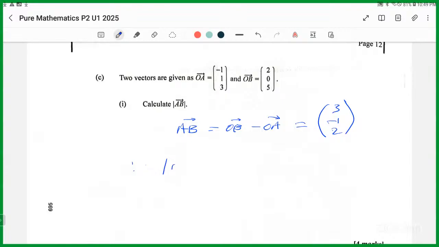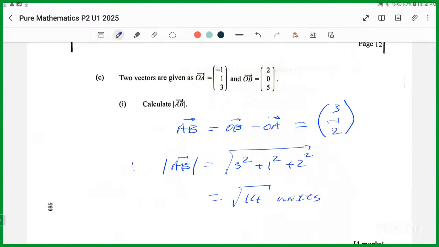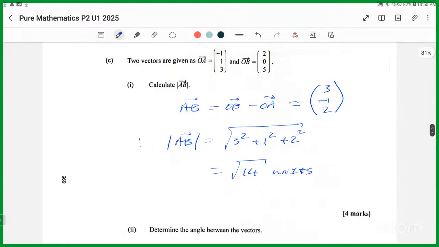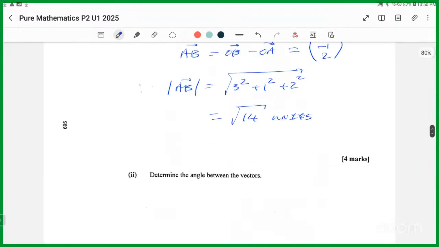Therefore, the modulus of AB becomes the square root of 3 squared, 1 squared, and 2 squared. Now this is 9 and 1, 10, and 4, 14. That's the square root of 14 units, the modulus, the magnitude of AB. Now determine the angle between the vectors.